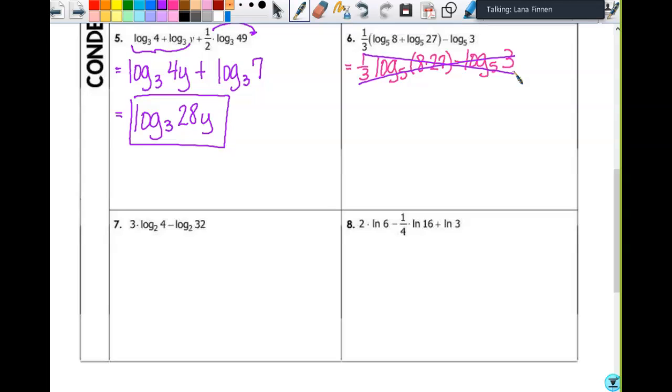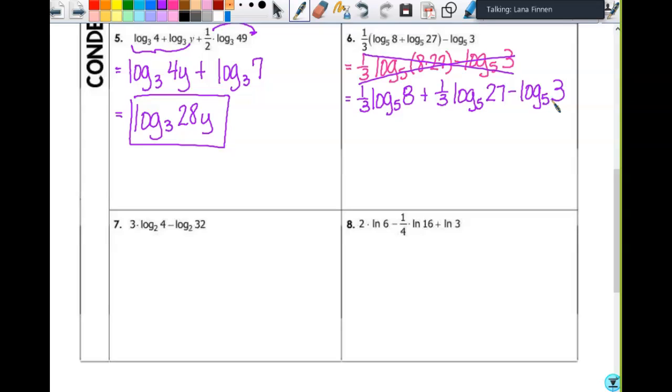So instead, I'm going to start by actually distributing this 1/3 to these two terms. So I have 1/3 times log base 5 of 8 plus 1/3 times log base 5 of 27 minus log base 5 of 3. Everybody with me so far? Understand where everything came from?